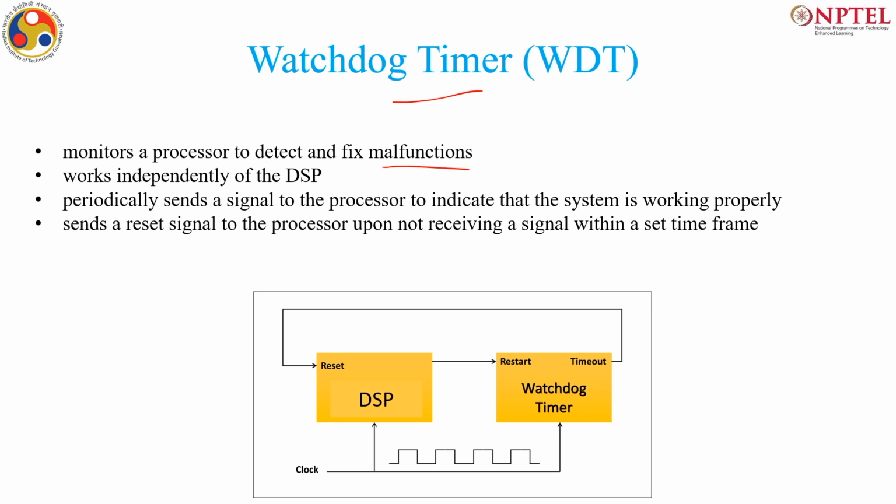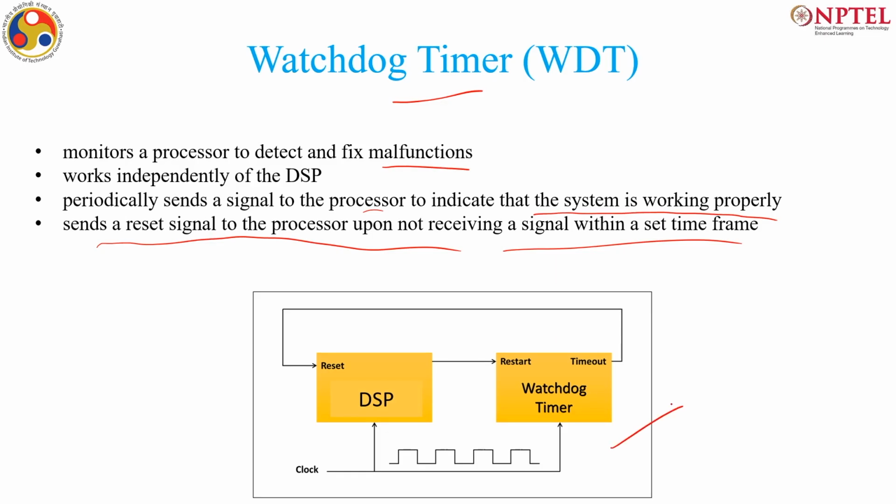It does a similar thing: it periodically sends a signal to the processor to indicate whether the system is working properly or not. If it is not receiving any such signal, that means there is some problem, and it will send a reset signal so that the processor is reset within a set time frame, and the operation will resume like an automated reboot. This often happens to our computers, when we get an automated reboot, because there is a system crash or something. So this is the pictorial representation of a watchdog timer.